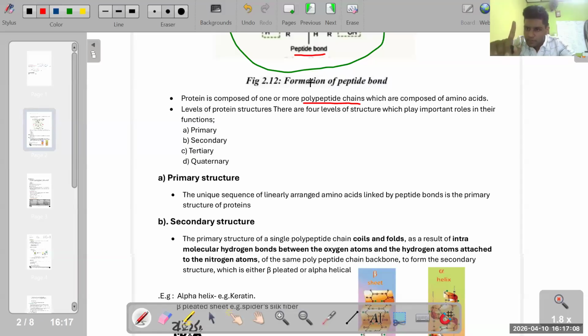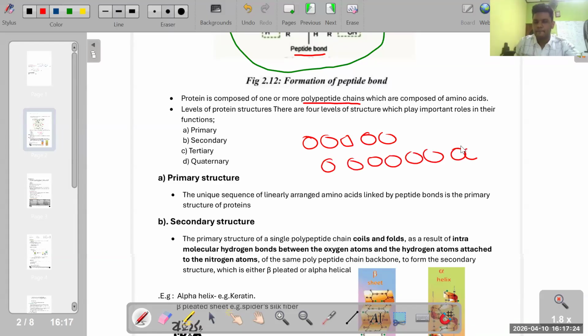Here, only one polypeptide chain is involved in the protein formation, right? Just think there is a polypeptide chain like this. Here there are 5 amino acids, right? Wait a minute. Here, how many amino acids? So here 5. Here, how many amino acids are present? These circles are the amino acids. Just think. Here, how many amino acids are present? 10.